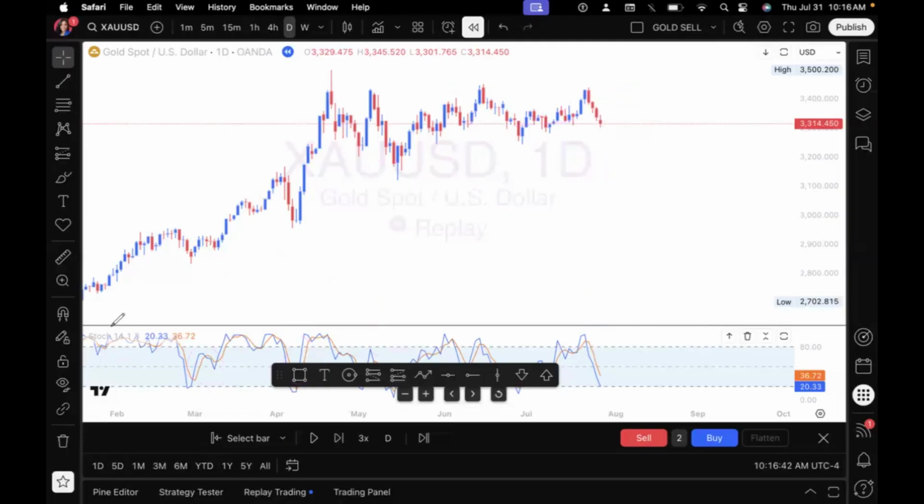Now, if you are not familiar with the trading time frames, I would say that the higher the time frame is, the stronger the confirmation is, simply because it's more data analyzed over a longer period of time.